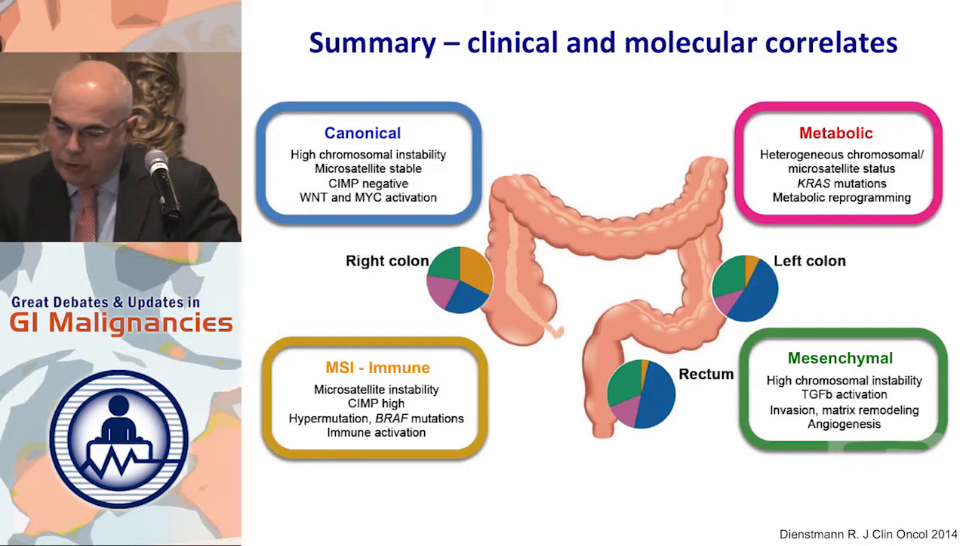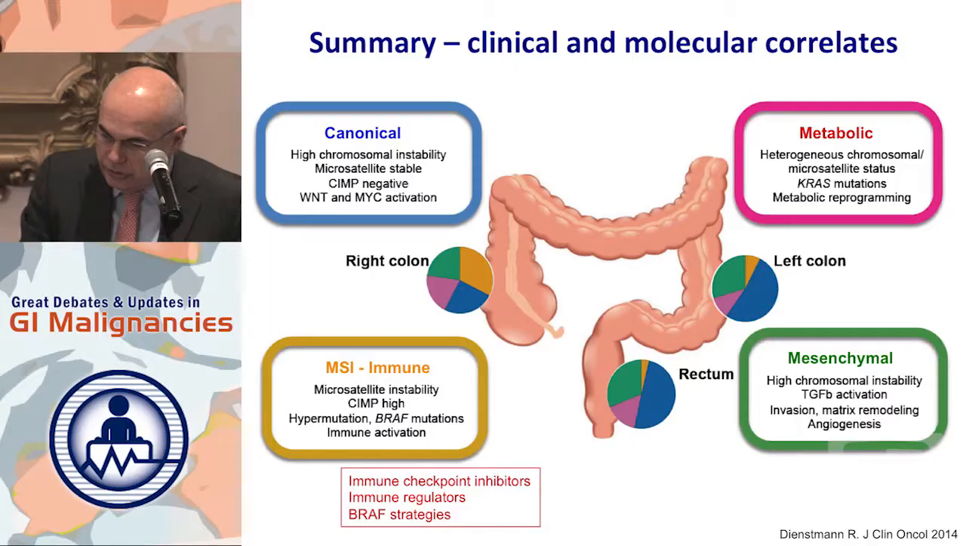They have hypermutations. They also have mutations in BRAF and immune activation. The canonical subtype is distributed on both the right and the left side. This population has high chromosomal stability, and therefore they are microsatellite stable, with Wnt and MYC activation.